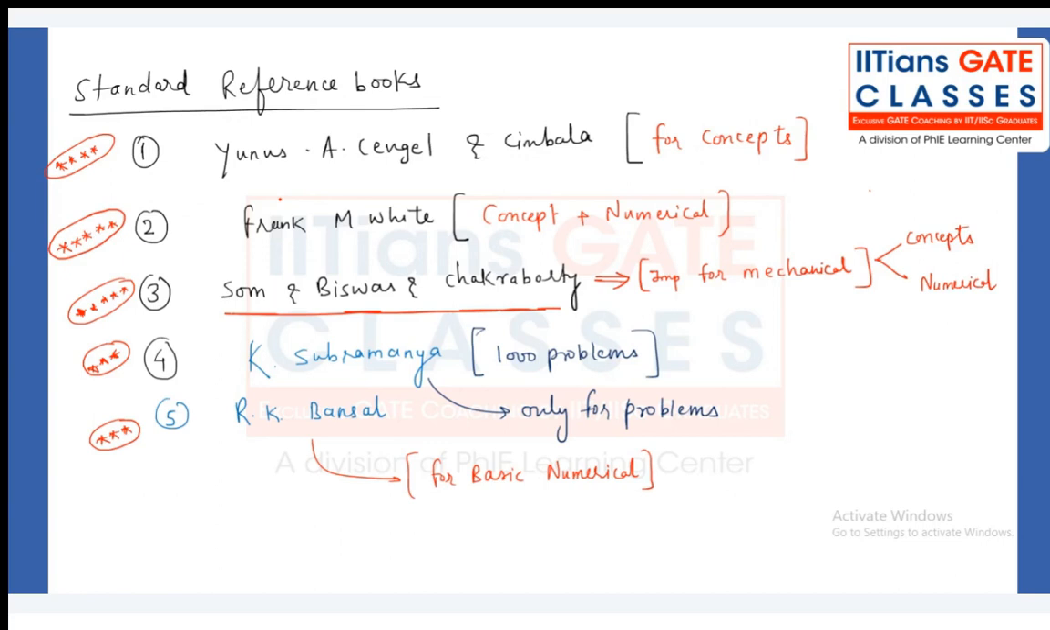Now, most of you might be following F. M. White. That is one of the very decent books for fluid mechanics, with highly appreciable content. So you can follow F. M. White or Cengel and Cimbala. Those who find difficulty understanding the language can follow Cengel and Cimbala. It is very easy, even a child can understand what they have mentioned. For concept as well as numericals, Cengel and Cimbala is one of the best. F. M. White is also one of the best.